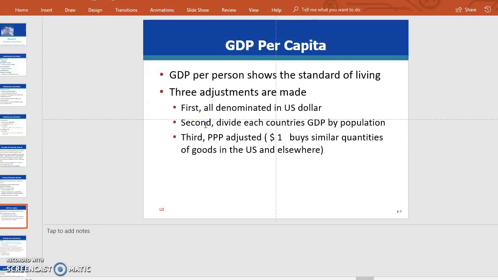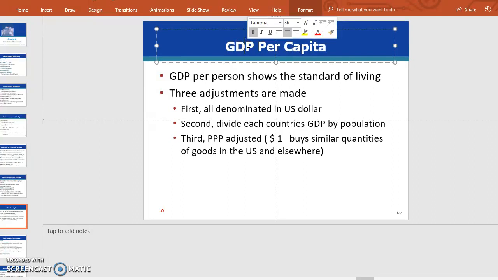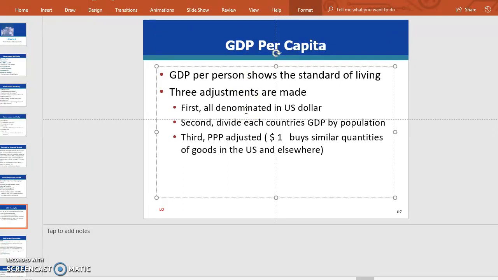Now GDP per person shows the standard of living, as we said. But now we need to make three adjustments to improve this measure. First is that all is denominated in US dollars. So when we want to compare GDP per capita of one country with GDP per capita of another country, the first adjustment we want to make is that all is denominated in US dollars. Second is to divide each country's GDP by population to get GDP per capita, and then adjust for PPP. PPP is purchasing power parity.